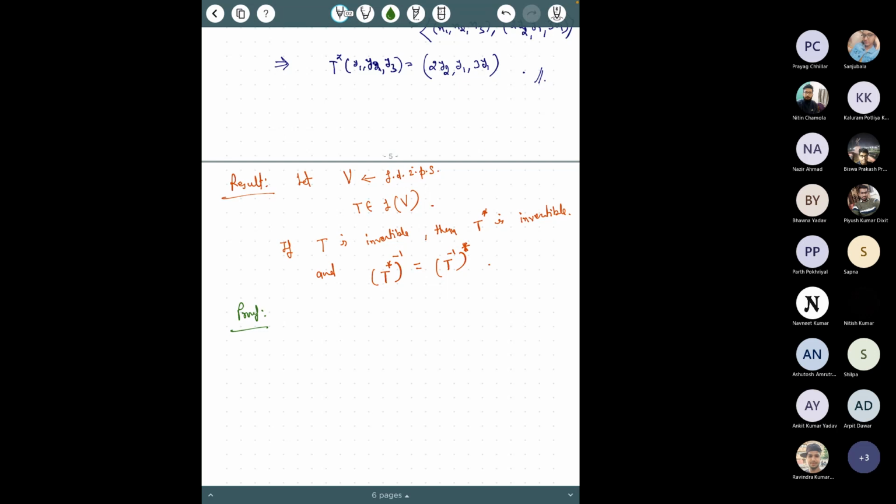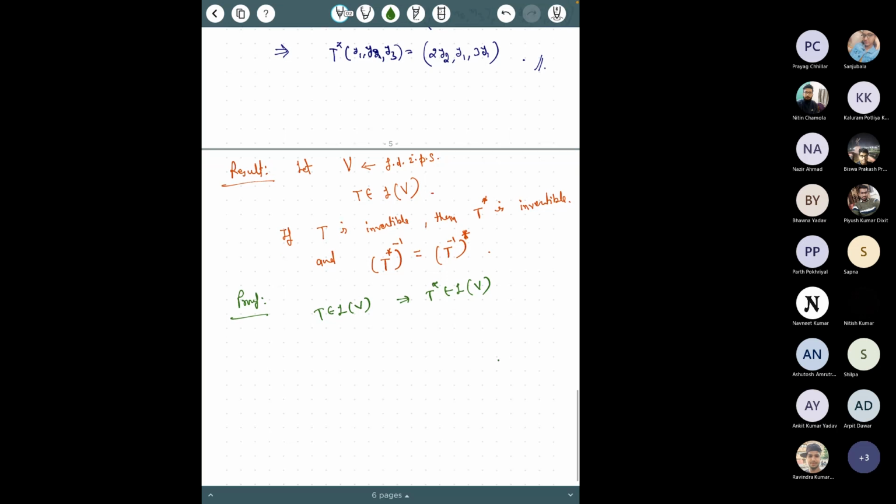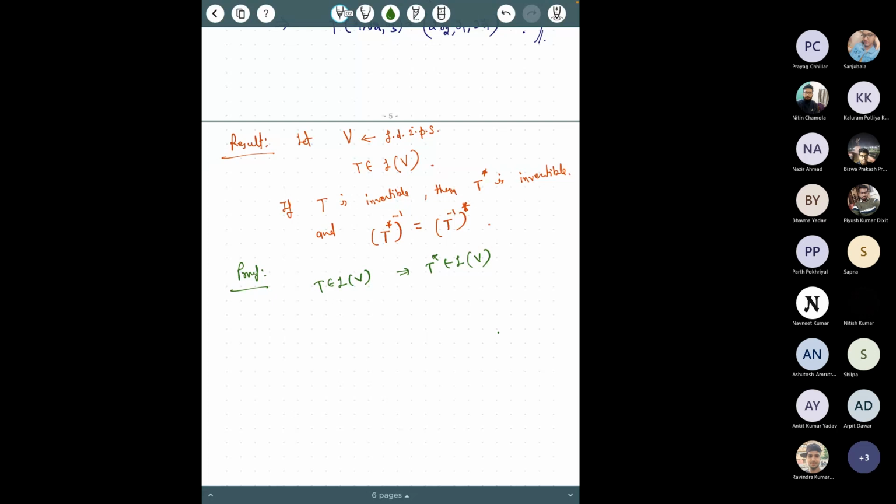Now, in order to show that T star is invertible, we know that T star exists and it is also a linear operator on V. Since V is finite dimensional, I'll just show that T star is 1-1 and I'm done, at least to say that T star is invertible, right? So let's see whether T star is invertible or not. I will show that T star is 1-1 by showing that the null space of T star is just the zero space.